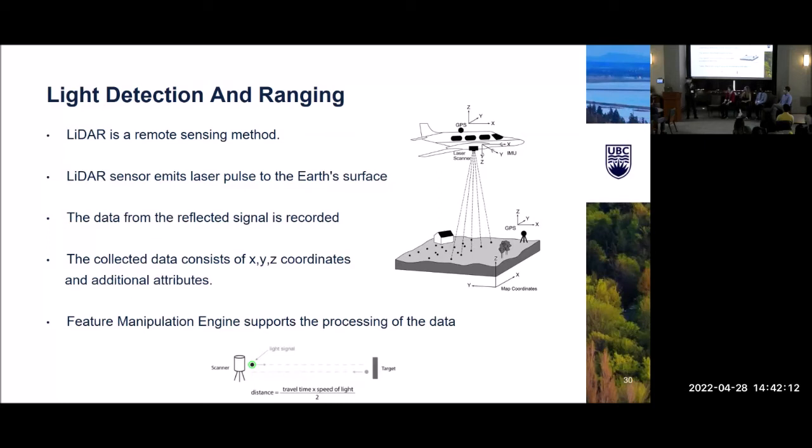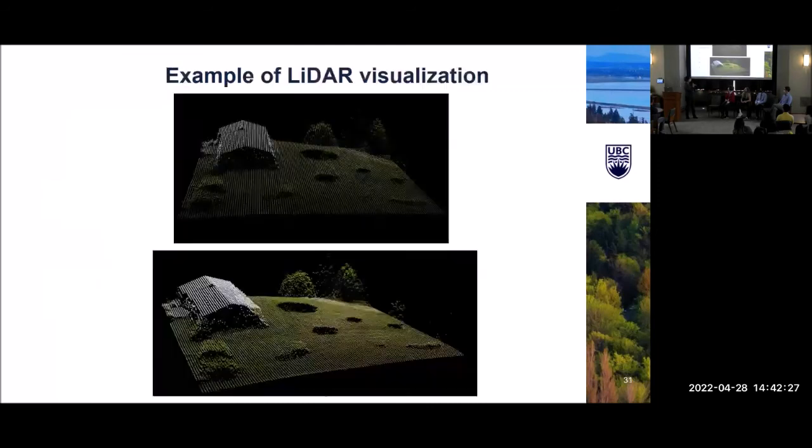The collected point cloud data is then processed by the Feature Manipulation Engine. Once the data has been processed, it can be used to create visualizations. So the following are some examples of visualizations created from the point cloud data.